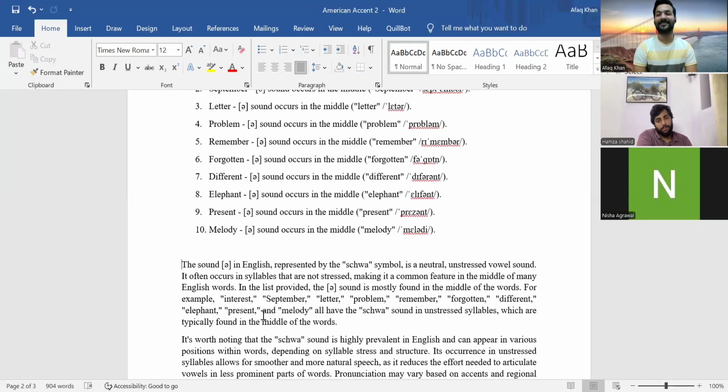Present. Wait a second. Nisha is making a mistake, Hamza. Could you notice that? She's saying it like "zent". Nisha, I want you to speak with me. Zent, zent. She's still saying "zent", right, Hamza?